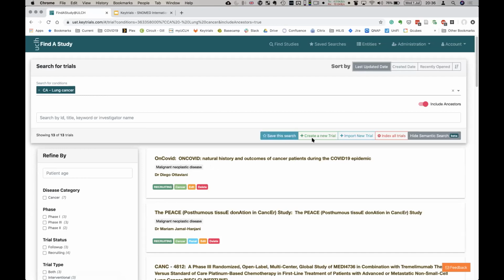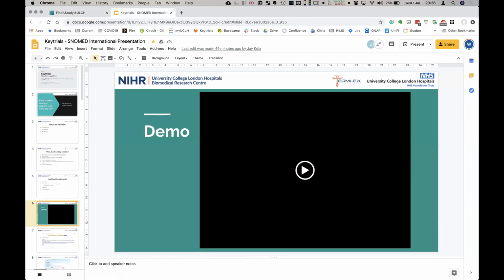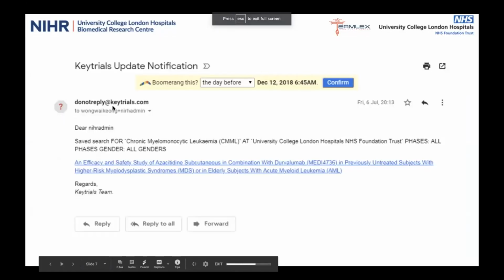Here you can see some additional functionality. You can save this search so that you can get notifications of it. And these are some other admin functions which you won't see in a usual login. So I think I'm going to stop the live demonstration and go back to the actual presentation. So this is how a notification looks.